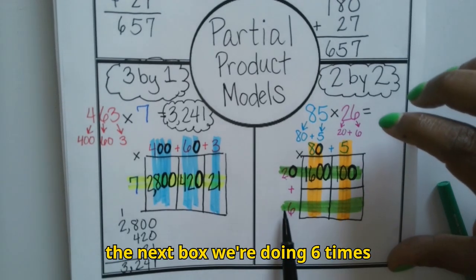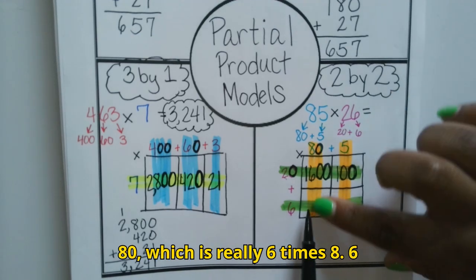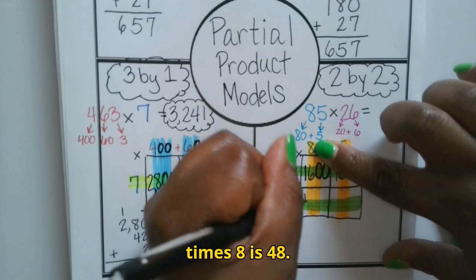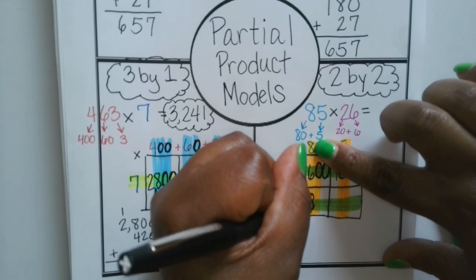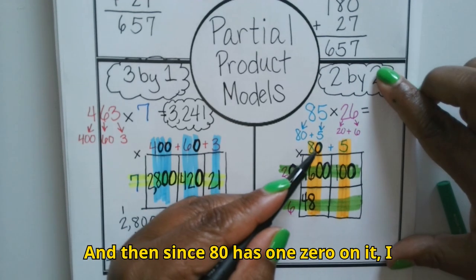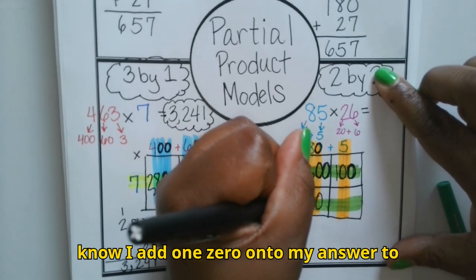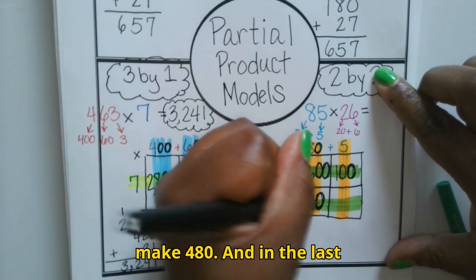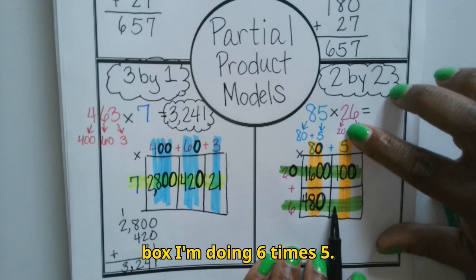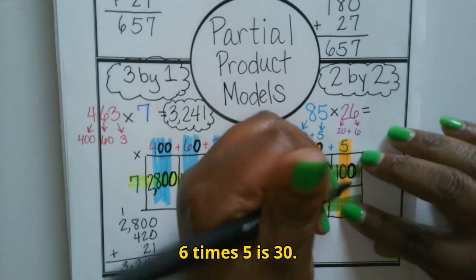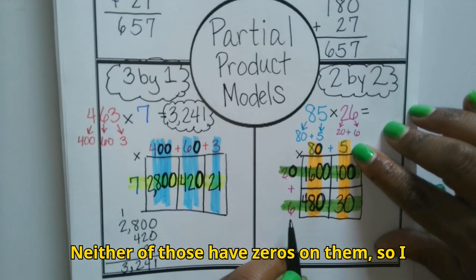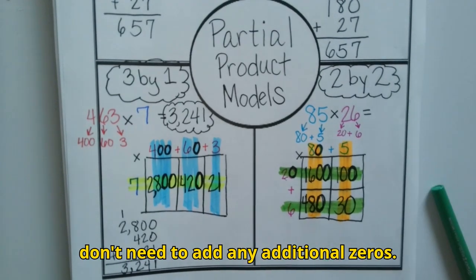In the next box, we're doing 6 times 80, which is really 6 times 8. 6 times 8 is 48. And then since 80 has 1 zero on it, I know I add 1 zero onto my answer to make 480. And in the last box, I'm doing 6 times 5. 6 times 5 is 30. Neither of those have zeros on them, so I don't need to add any additional zeros.